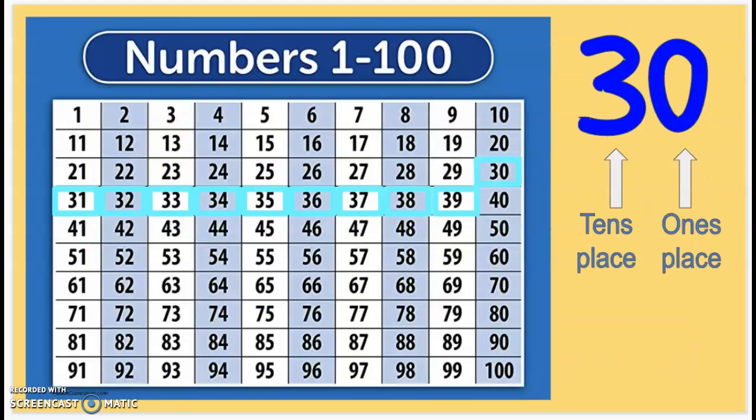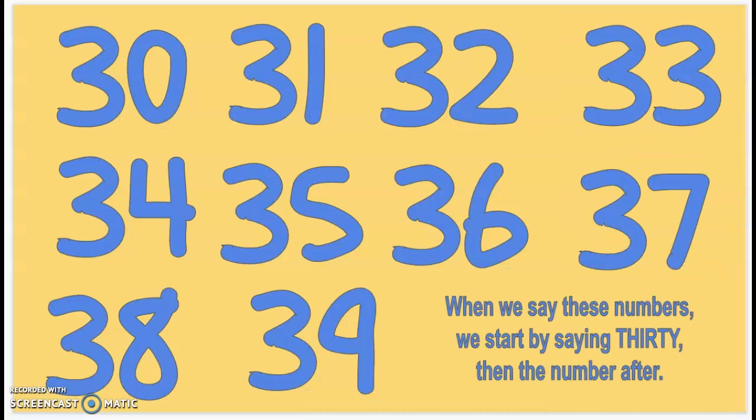Let's go to the 30 family. The 30 family has a 3 in the tens place and a 0 in the ones. 30, 31, 32, 33, 34, 35, 36, 37, 38, 39. Let's look at the 30 family again. When we say these numbers, we start by saying 30 and then the number in the ones place: 31, 32, 33, 34, 35, 36, 37, 38, 39.